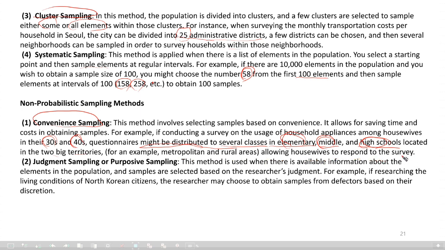It is convenience sampling. Judgment sampling or purposive sampling. This method is used when there is available information about the elements in the population, and samples are selected based on the researcher's judgment. For example, if researching the living conditions of North Korean citizens, okay, then everybody knows North Korean living conditions. The researcher may choose to obtain samples from defectors based on their discretion, right?